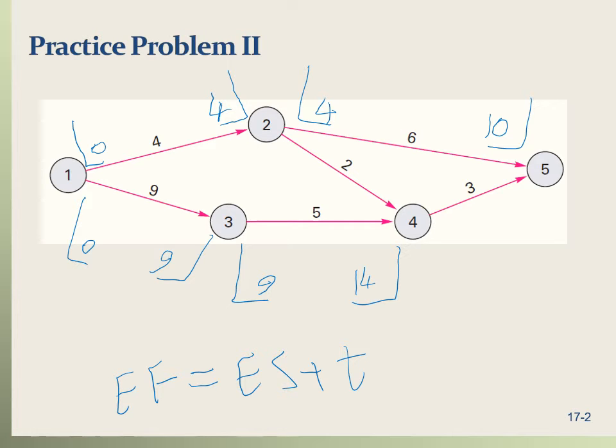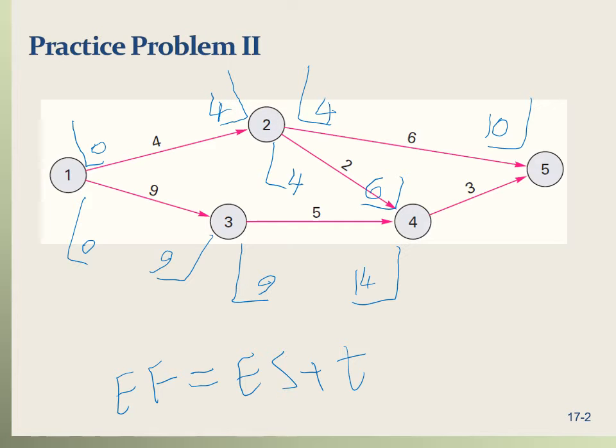Now let's move on to the next activity, activity 2 to 4. Activity 2 to 4 needs to wait until the predecessor activity, which is 1 to 2, is completed. Activity 1 to 2 is completed at 4. So the earliest start for activity 2 to 4 is 4, and the earliest finish is 4 plus 2, that's 6.